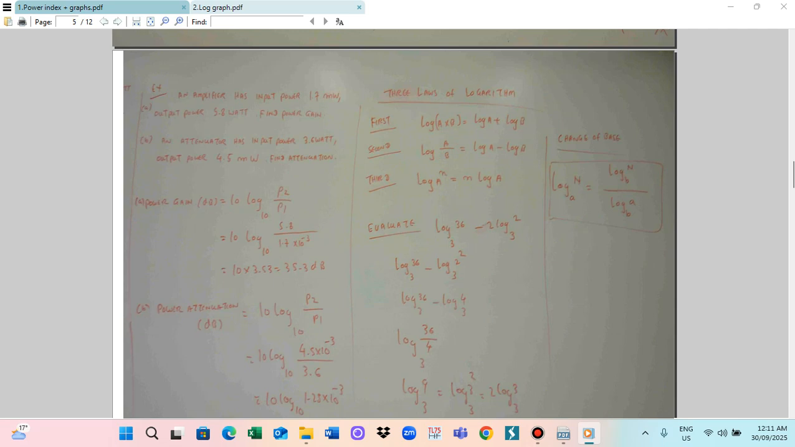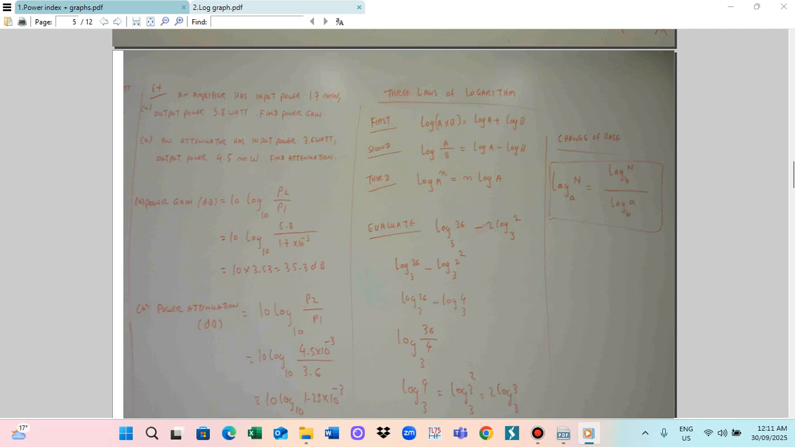And second law. So this is the log A by B is equal to log A minus log B. And the third law: log A power n, so it's going to be n log A. So this is for the three laws of the logarithm.